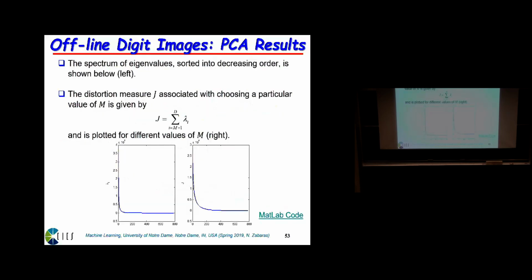And I mentioned a good way to figure out where you truncate the expansions and how many eigenvectors, how many principal components, you keep. A good way to do this is to plot the distortion criterion here, which is the sum of the eigenvalues that you don't use in the principal subspace. So effectively, when this is reduced to a value that you consider acceptable, then you can say that's a good value for M to use.